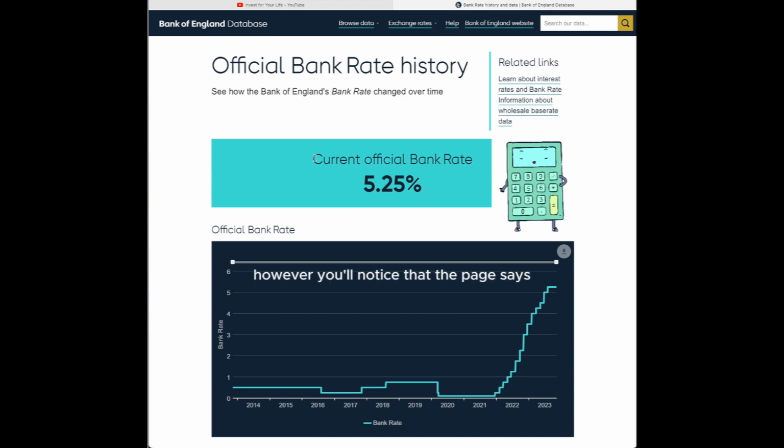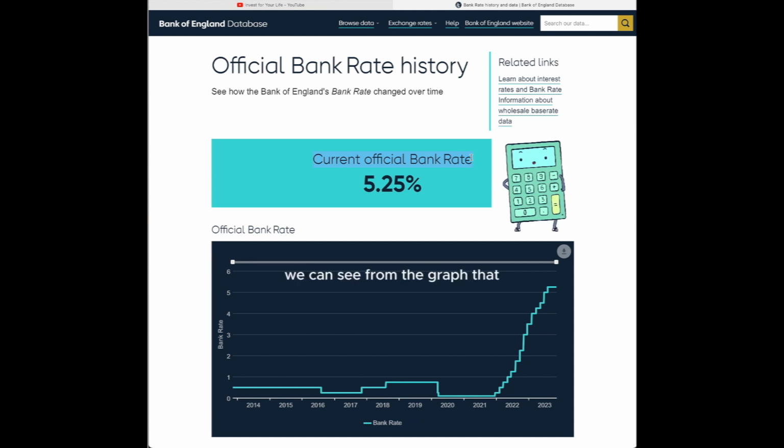However, you'll notice that the page says current official bank rate rather than base rate. It turns out that the base rate is called the bank rate by the Bank of England, and it's often reported on the news simply as the interest rate. However, like many professional investors and institutions do, we'll call it the base rate to avoid any confusion in the future over which bank or interest rates we're talking about. There is only one base rate.